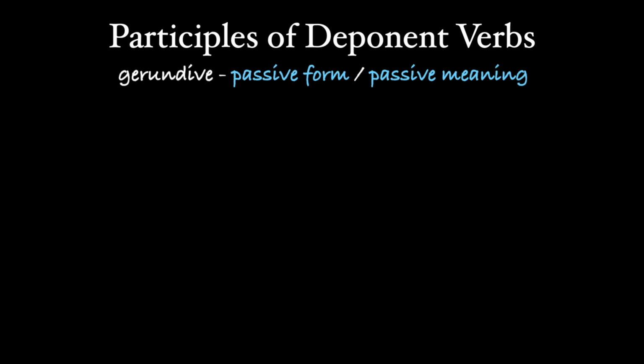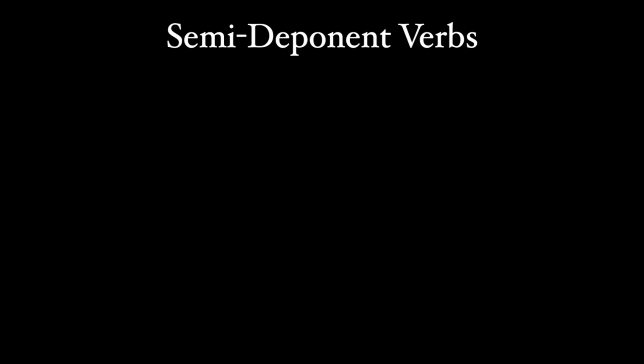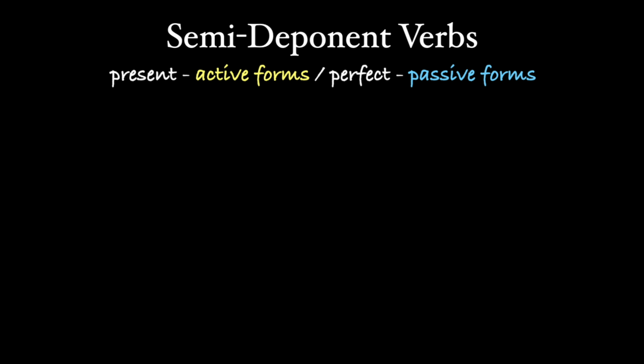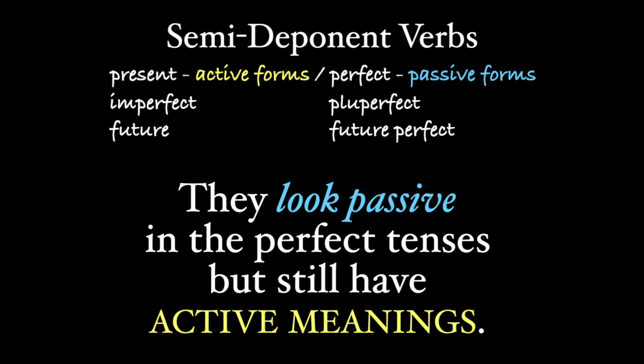And finally, the gerundive has a passive form and a passive meaning. So in this passive periphrastic, hoc confitendum est, this must be acknowledged, the deponent gerundive confitendum has a passive meaning, and the hoc, the this, is receiving the action. Now there's a group of verbs called semi-deponents. Semi means half, and so these verbs are regular in the present, imperfect, and future tenses, the so-called present system tenses, but deponent in the perfect, pluperfect, and future perfect, the tenses of the perfect system. So they look passive in the perfect tenses, but still have active meanings.